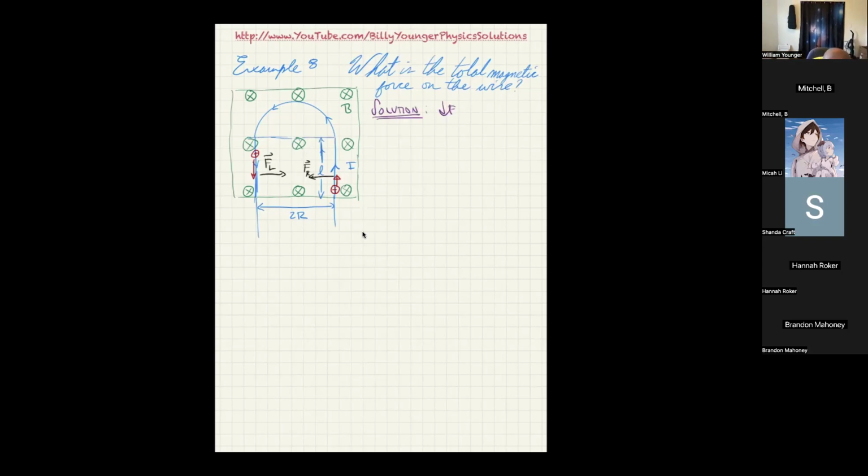I'm using dF is equal to I dL cross B. What I just discovered was F left is equal to F right in magnitude. Therefore, F left plus F right is equal to the zero vector. So we got that handled. That means all I got to do now is figure out the force due to the arc part.